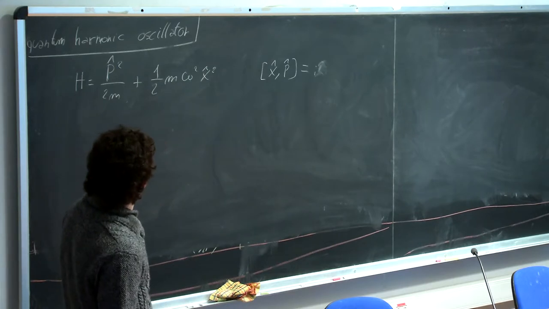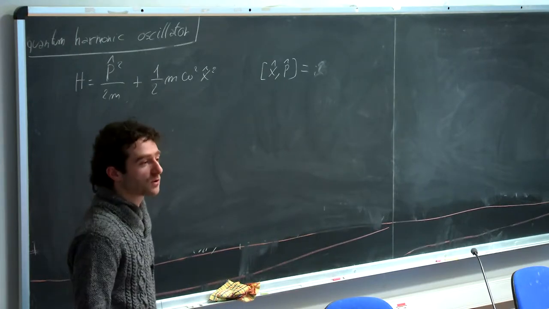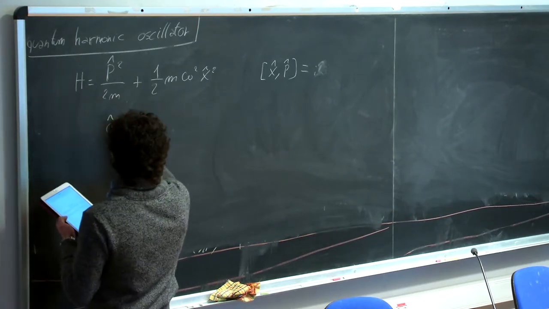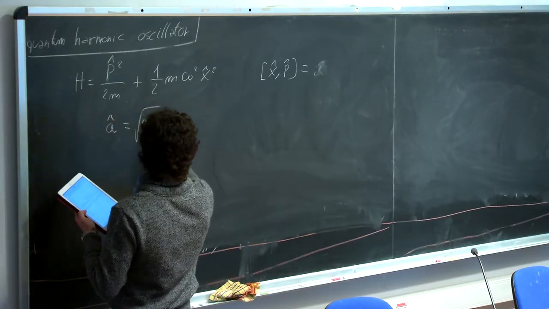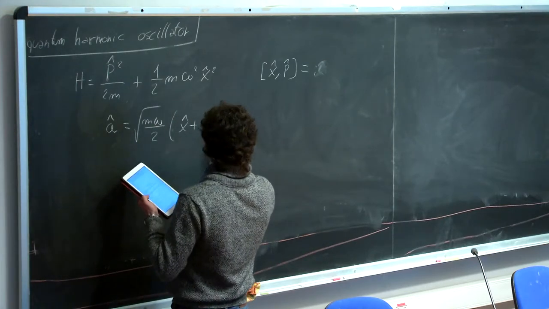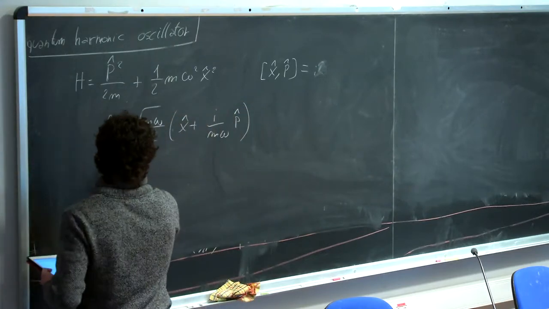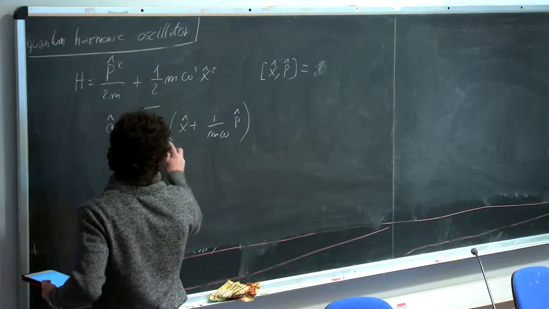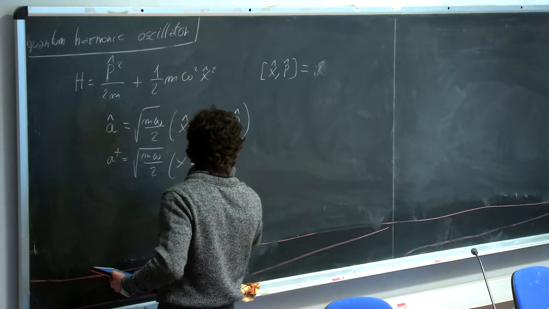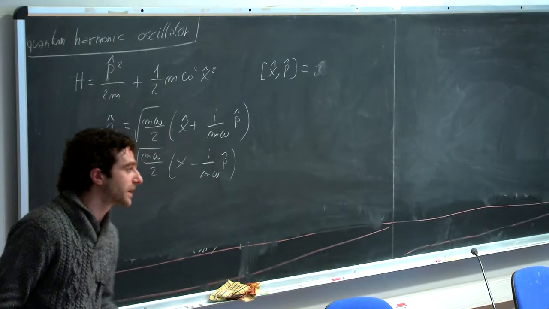So I suggest you consider some new variables now, just a suggestion. Let's try to rewrite the Hamiltonian in terms of these two new variables. Define this operator a in this way: square root of m omega over 2 times x plus i over m omega p. This is just the definition. And we define the adjoint of the operator, which is given by square root of m omega over 2 times x minus i over m omega p.